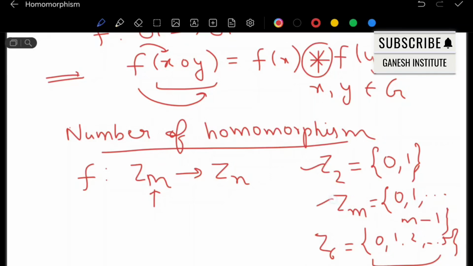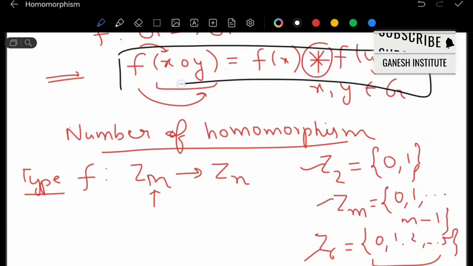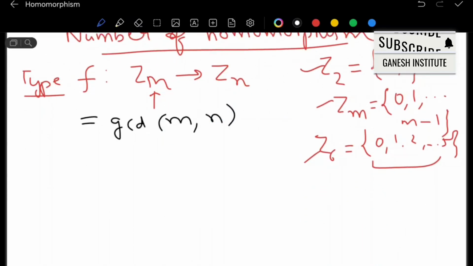So can we say these sort of groups are finite groups? We can count the elements after all, right? So whenever you have this sort of mapping, type 1, then the number of homomorphisms satisfying this condition is the GCD of m and n. What are these m and n? The number of elements, or order, or cardinality you can say. So GCD of m and n. GCD, you know how to find out, the HCF.